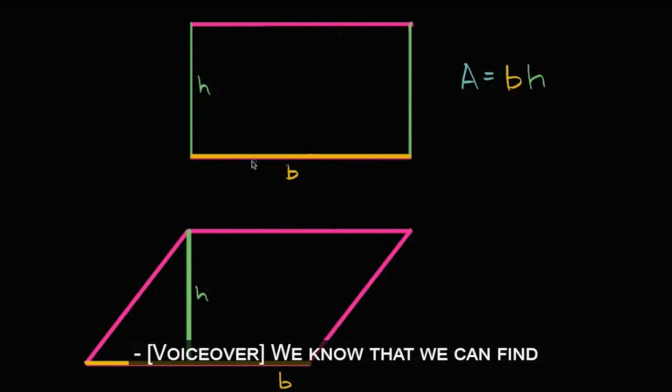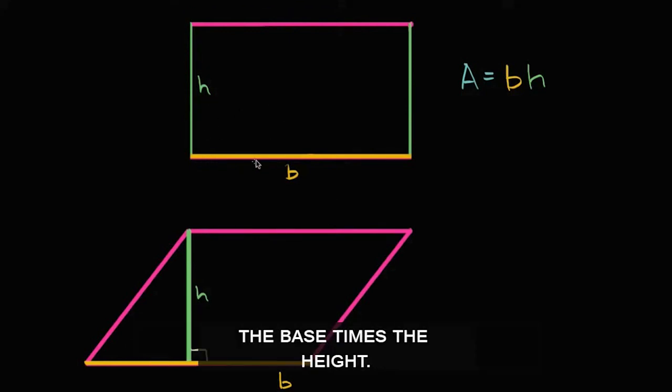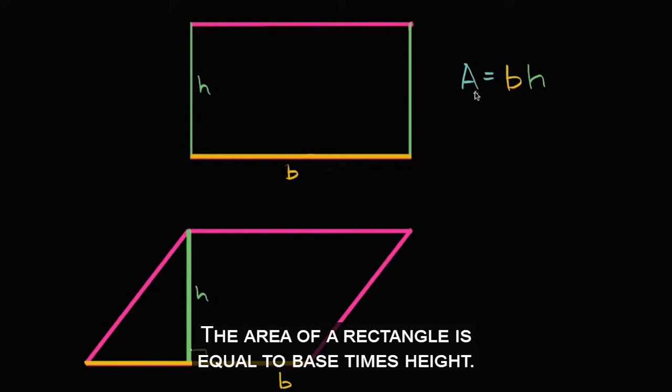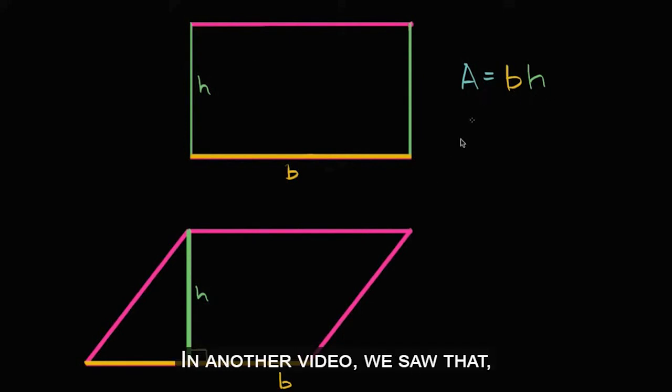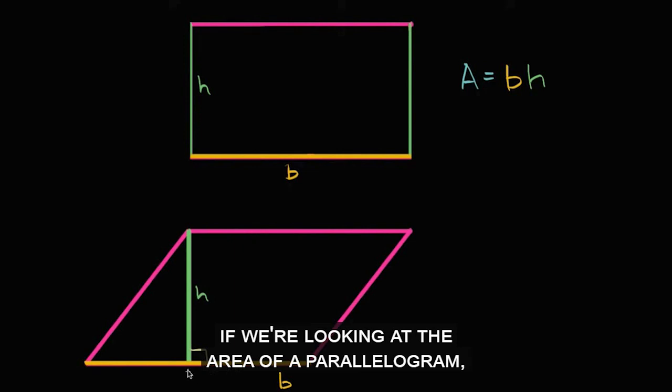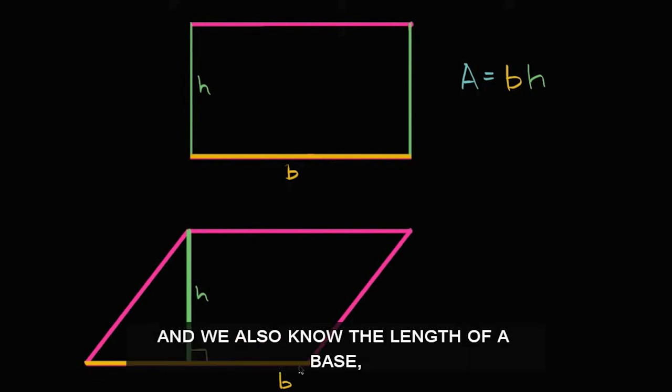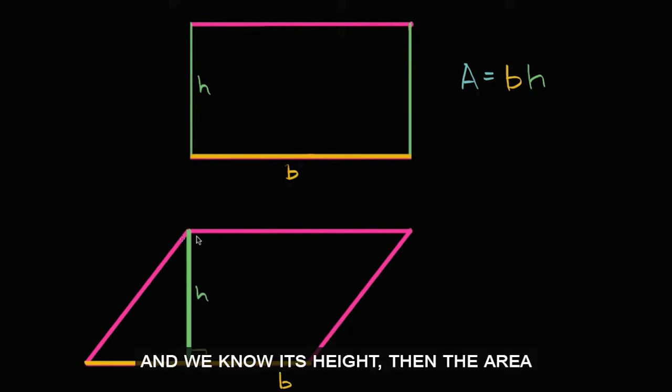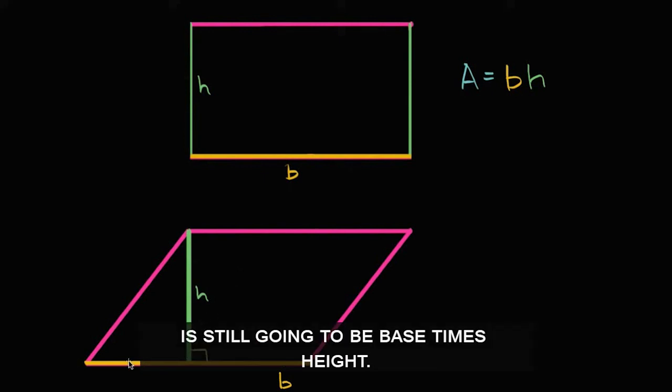We know that we can find the area of a rectangle by multiplying the base times the height. The area of a rectangle is equal to base times height. In another video, we saw that if we look at the area of a parallelogram, and we know the length of a base and we know its height, the area is still going to be base times height.